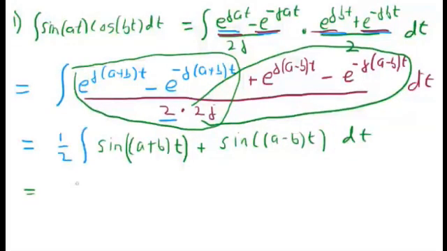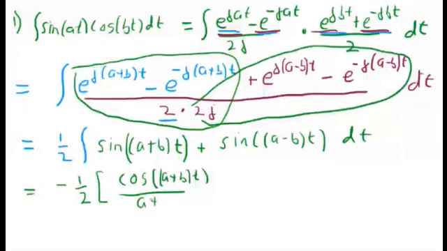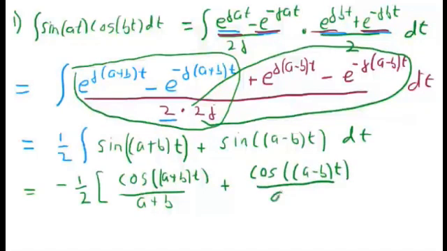These are easy integrals. I end up with minus 1/2 cosine of a plus b t over a plus b plus the cosine of a minus b t all divided by a minus b.